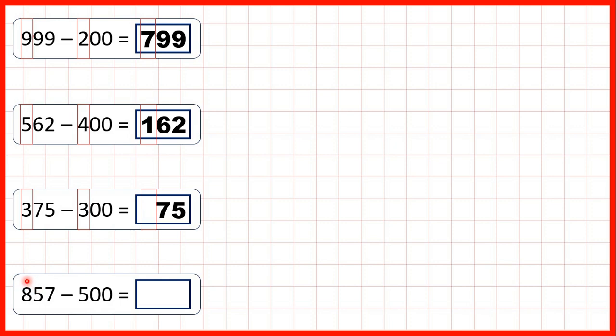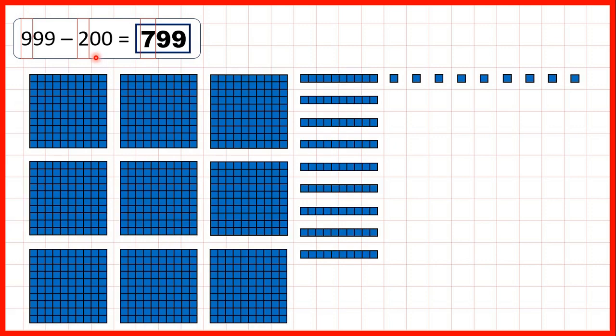And now 857 minus 500. So we start with 800s, we're taking 5 away, so that leaves us with 3 as our hundreds digit, and the 5 in our tens and 7 in our ones stay the same because we're not subtracting any tens or ones. So we get 357.